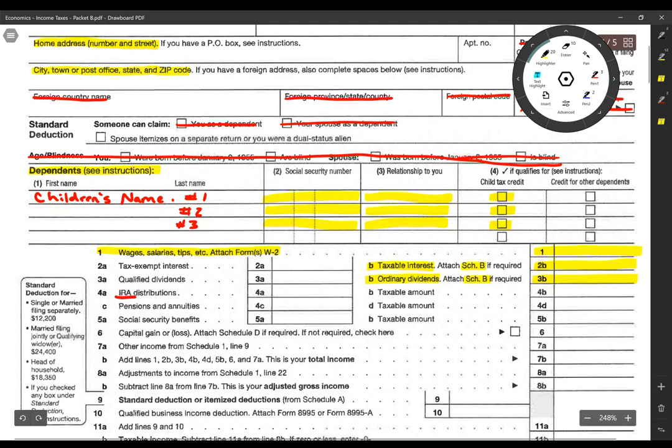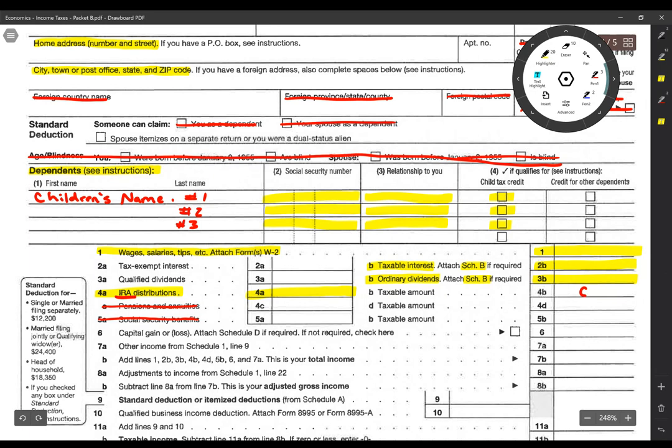This I will give you, right? So we will note the IRA distributions, okay? Pensions and annuities, I'm not going to give you any of that. I'm not going to give you any Social Security, okay? The fictional characters are going to be working, and they're not going to be retired just yet, okay? Taxable amount of IRA distributions, we're going to say that's going to be a 0.